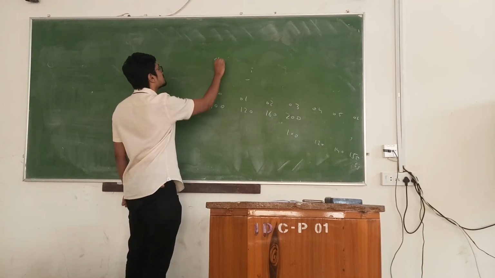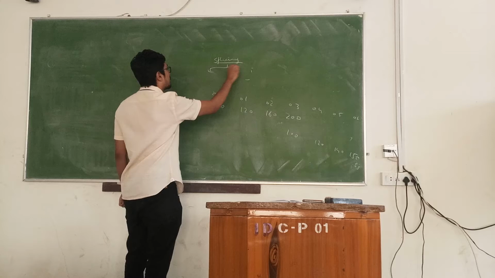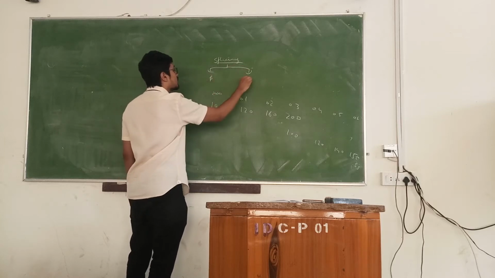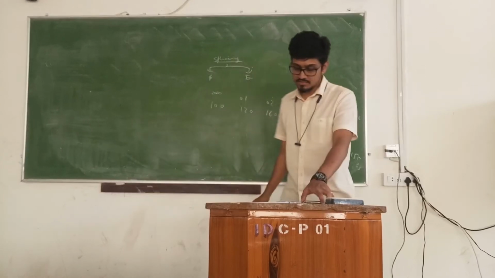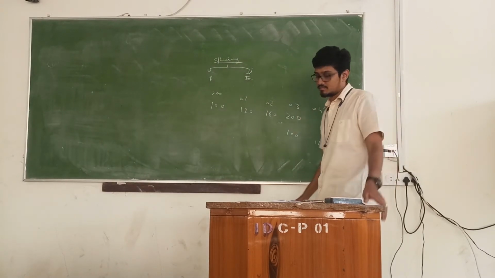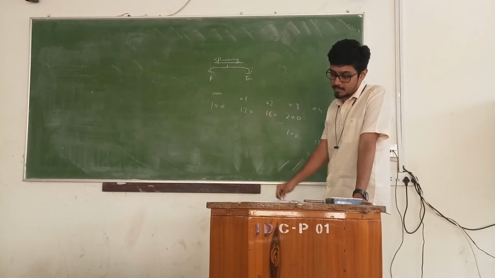Heading as splicing. There are two types. One is backward, another is forward. So you don't write down anything, just look at it.